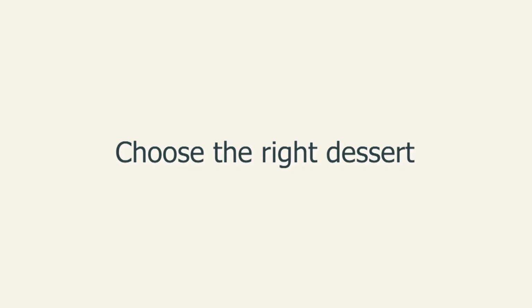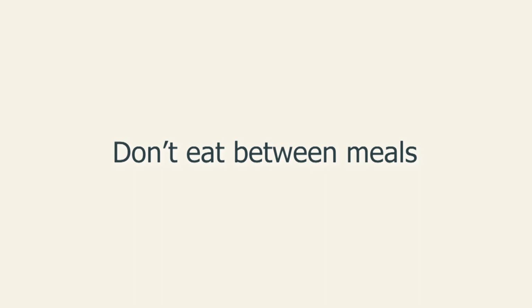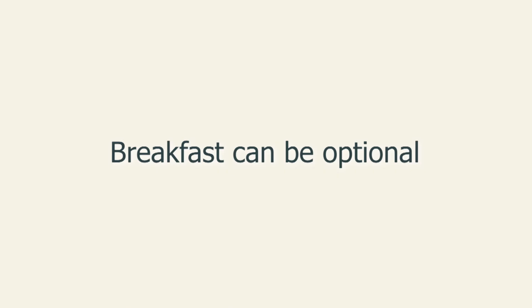Choose the right dessert. Try to eliminate high sugar desserts, such as muffins and cakes and cookies and puddings and ice cream and sweets, among others, from your diet. You can replace them with fresh fruits, nuts, and dark chocolate, of course, all in moderation. Don't eat between meals. Remember that eating between meals is a big mistake if you're trying to control your insulin levels. Don't keep snacking or eating treats. Breakfast can be optional. Unless you're a person with special needs, for example, if you're a professional sports competitor, it is perfectly fine to skip breakfast and then break fast at lunchtime.